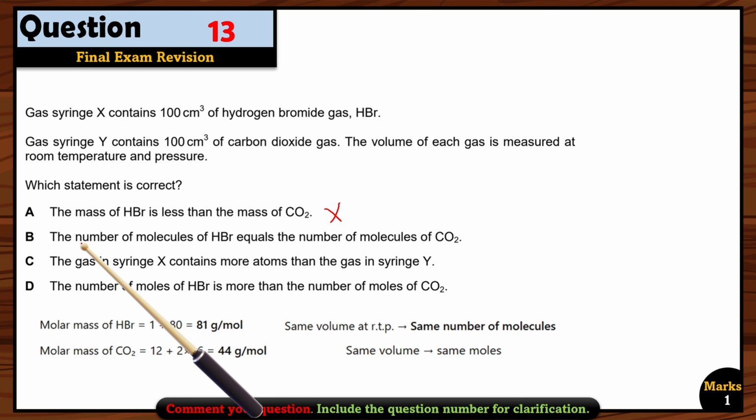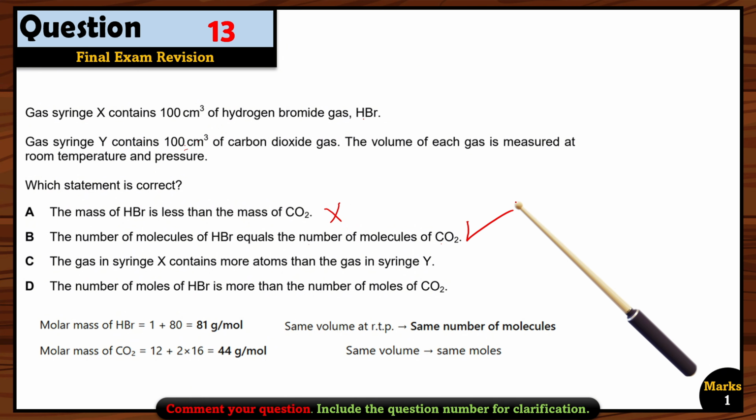Now let's see option B. The number of molecules of HBr equals the number of molecules of carbon dioxide. If you see the number of molecules, of course it will be the same. Why the same? Because their volume is the same and they both are gases. So at room temperature and pressure, if the volume is the same for the gas, then they have the same number of molecules, not atoms but molecules. So this is a right option.